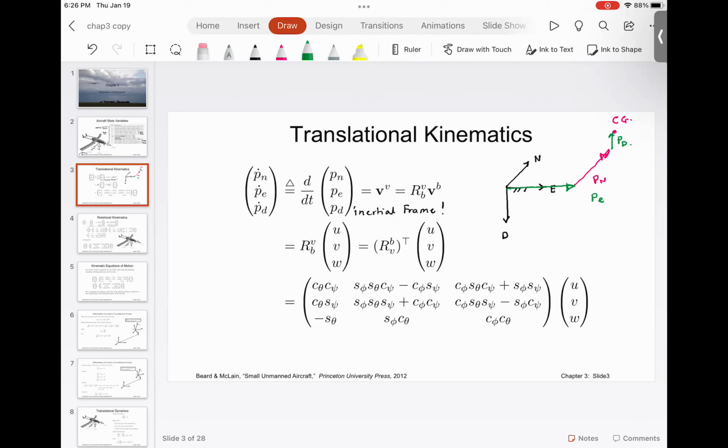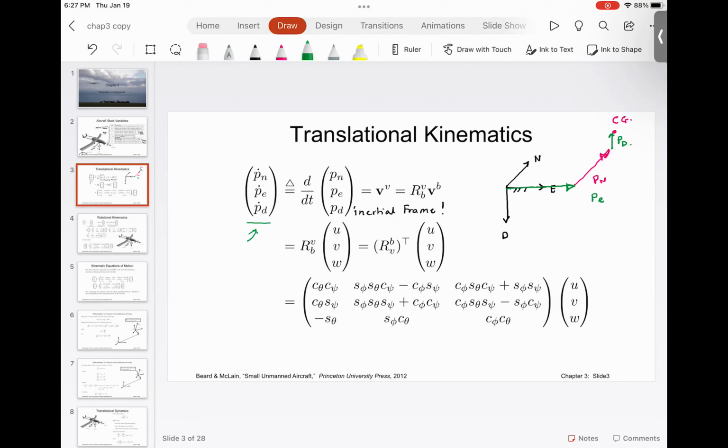And I need to transform those velocities in the inertial frame into velocities in the body frame. Remember, dollars to dollars, pesos to pesos. So we have a rotation matrix. That rotation matrix is going to transfer these velocities. So I will write this down: velocities in the inertial frame need to be transferred to velocities in the body frame.